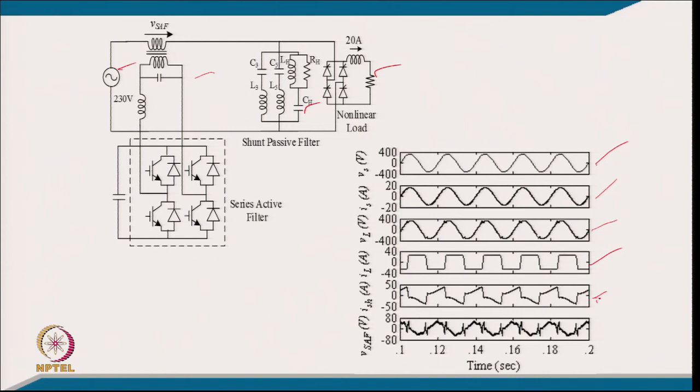So, it has some harmonics along with the fundamental reactive power, and you are able to see that a small series filter is supposed to inject the voltage here, to force this passive shunt filter to carry this kind of current.